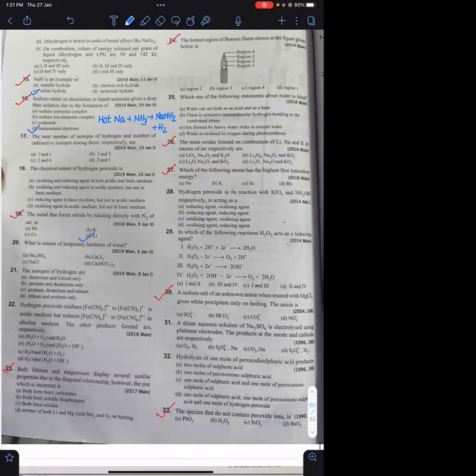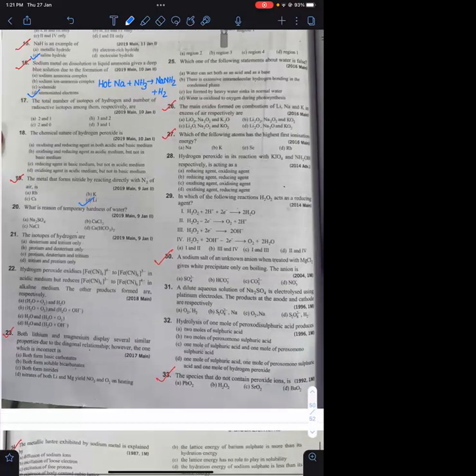Okay. Question number 23. Both lithium and magnesium display several similar properties due to diagonal relationship. However, the one which is incorrect is, this is an important question. इसके बारे में हमने discuss नहीं किया. Okay. But you can get the answer based on other options. If you take option B, both form soluble bicarbonates. Agreed? The bicarbonates of lithium exist only in liquid state.